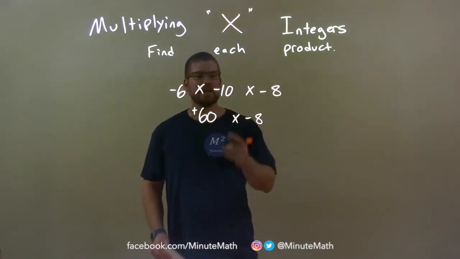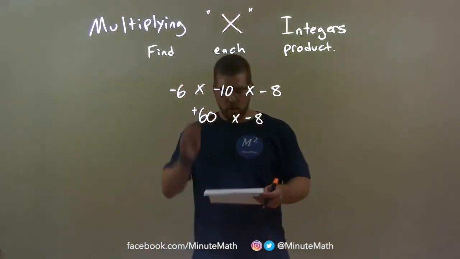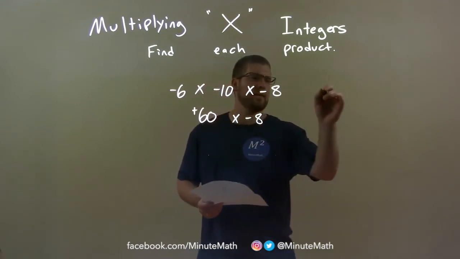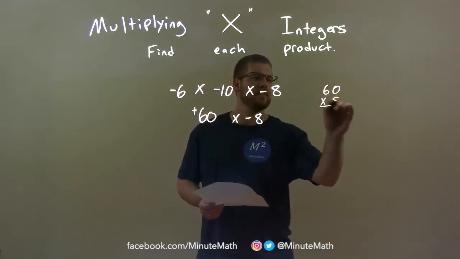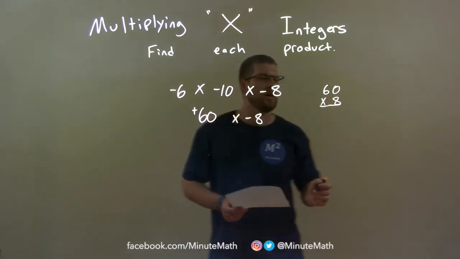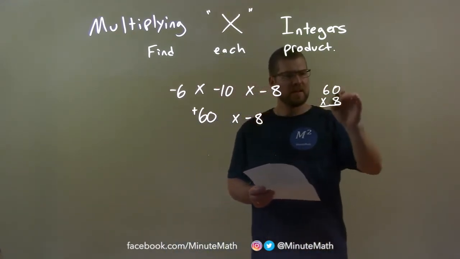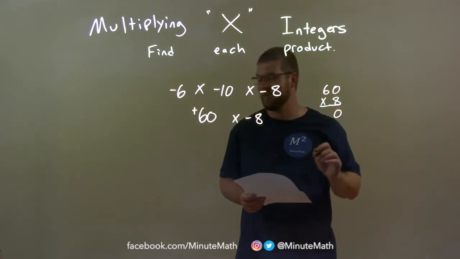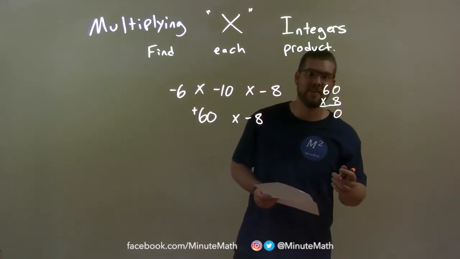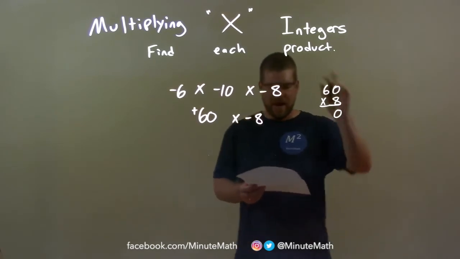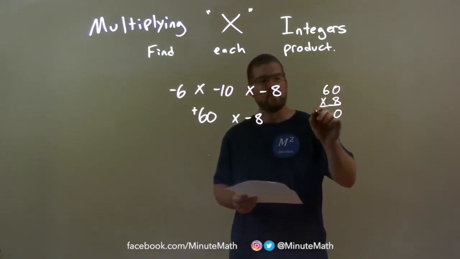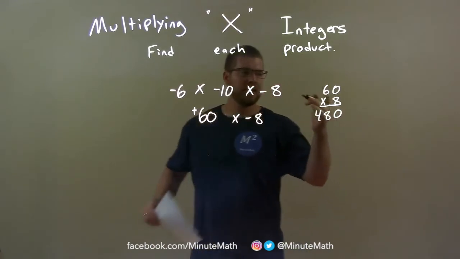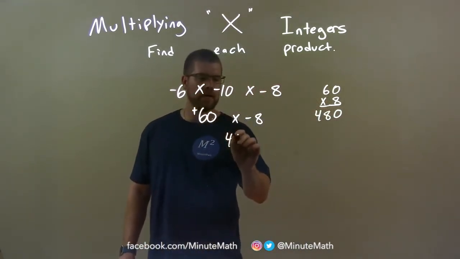Let's bring down the negative 8. Now we have 60 times a negative 8. Well, what I like to do, I ignore the negative and I just create a problem like this. 60 times 8. Okay? Well, anything times 0 is 0. And now 8 times 6 is 48. So together we have 480 is 60 times 8. So we have 480 here.